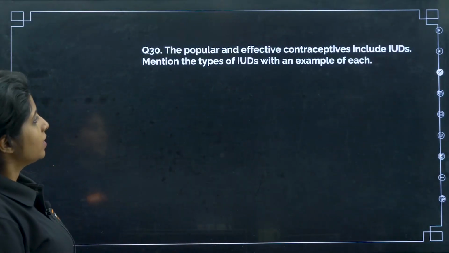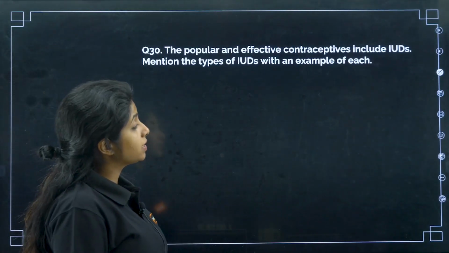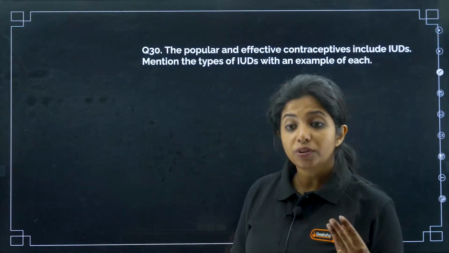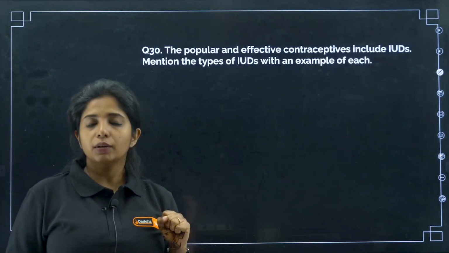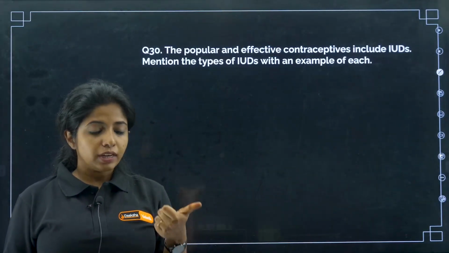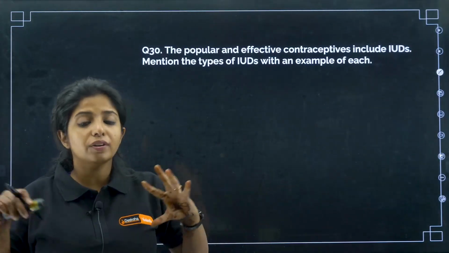Fine. Now, the popular and effective contraceptives include IUDs. Mention the types of IUDs with an example of each. IUDs, intrauterine devices, are something that we put inside the uterus under a doctor's administration. So how do they work? Intrauterine devices are of three different types. One is non-medicated. There is no medicine associated. They don't release anything inside the uterus.